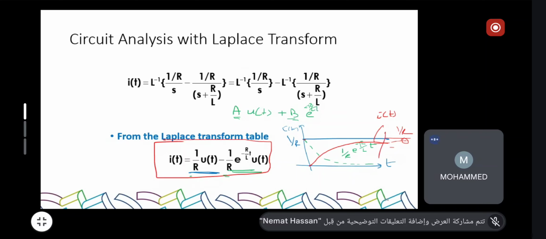Initially, if I plot it separately, it is gradually increasing, and then at 5 tau, or 5 r over L, it stabilizes at 1 over r. This here is what you might have heard of as the transient state, and this is the steady state after it reaches its final value.